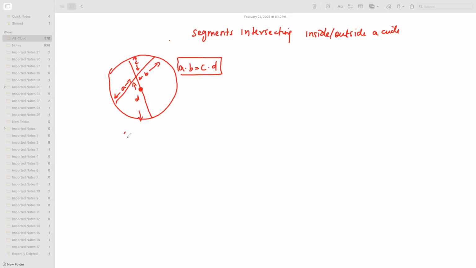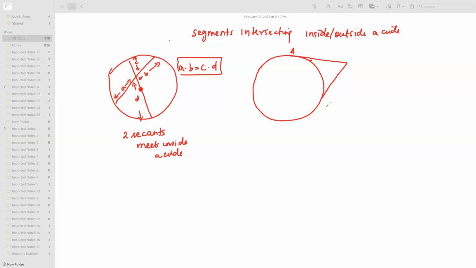Now I would say these are two secants that are meeting inside a circle. You need to remember the product of the line segments of the chords, they are equal. Can I move on? Now there can be one more case where you have two tangents. Basically there are two tangents meeting outside the circle.